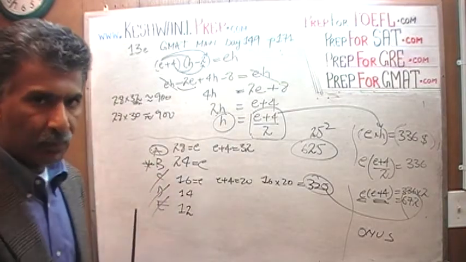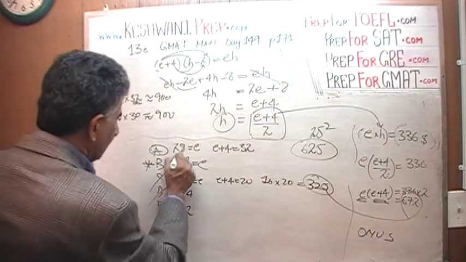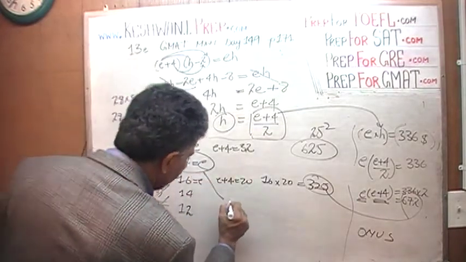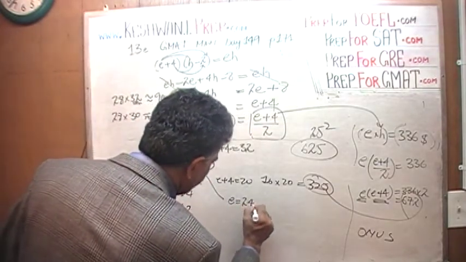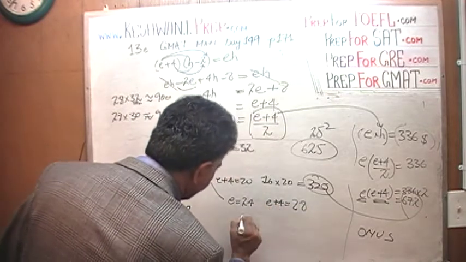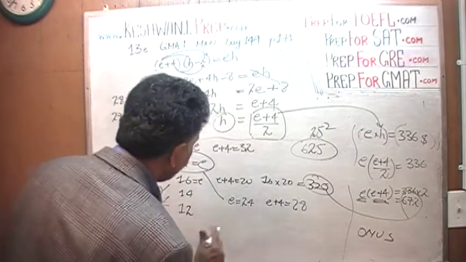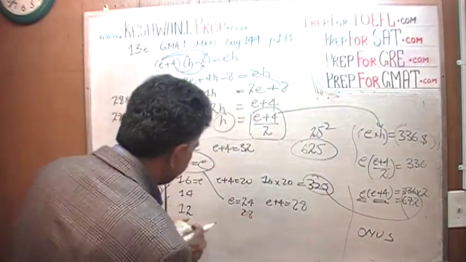And now we're going to take one quick second to actually verify that. Let's verify it right here. 24 is the answer. So we are saying that E equals 24. Therefore, E plus 4 equals 28. And 24 times 28.